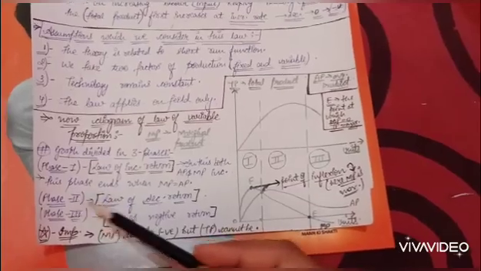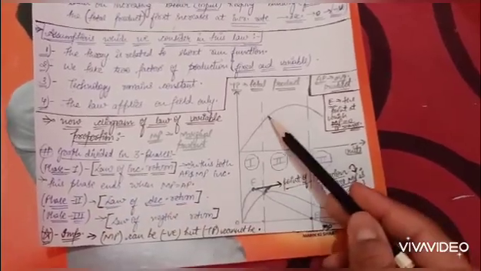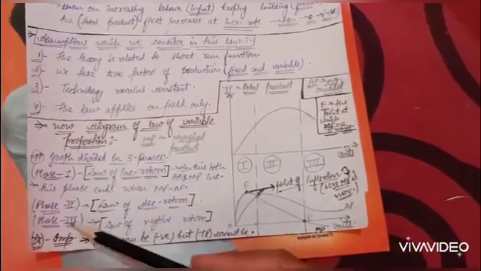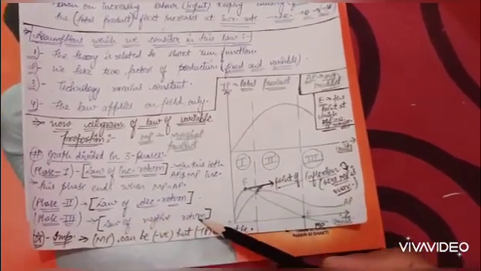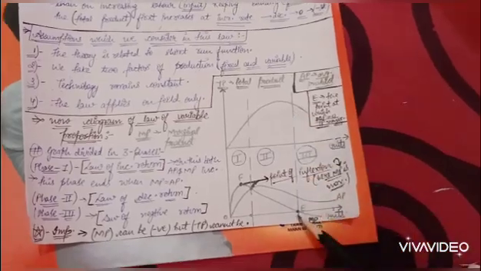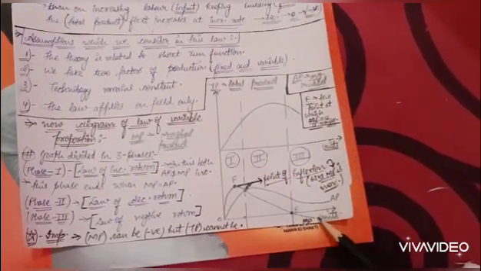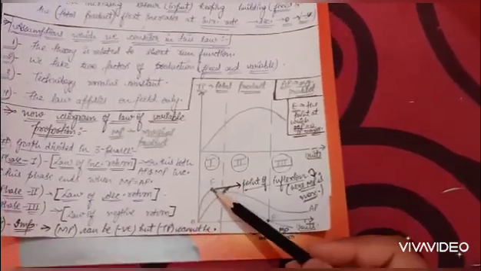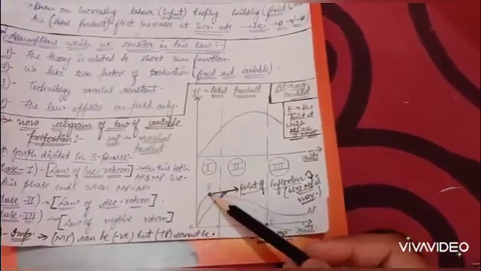Now phase 2 is the law of decreasing returns. Here the graphs are decreasing, so this is known as the law of decreasing returns. Phase 3 is the law of negative returns. As there is a negative portion of marginal product in this graph, this is known as the law of negative returns. Now here are some important points in this graph.